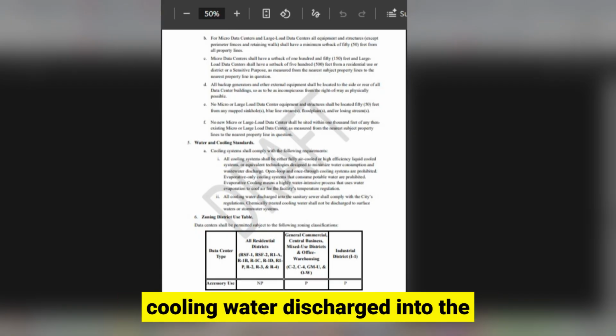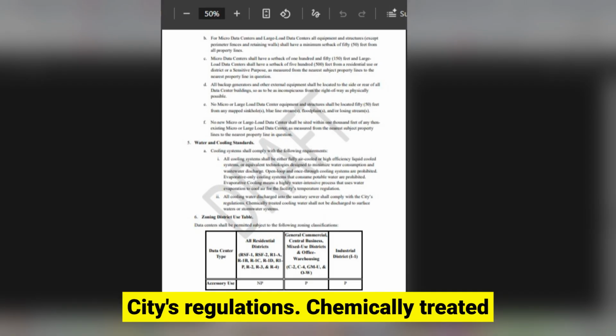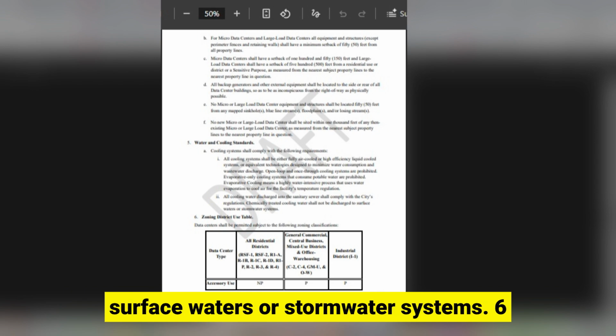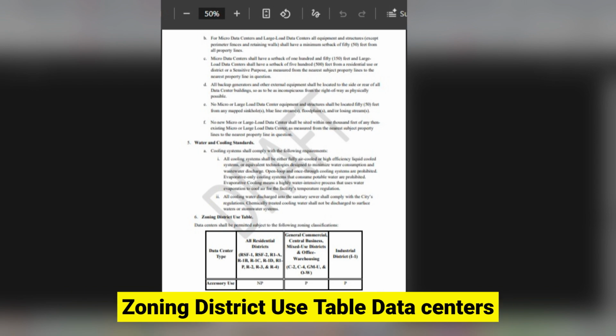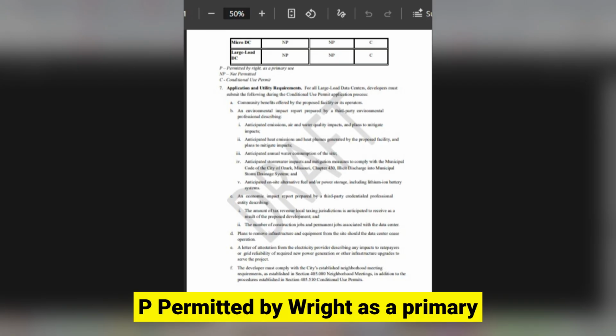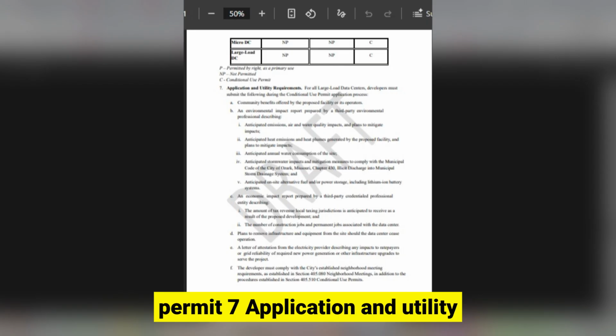2. All cooling water discharged into the sanitary sewer shall comply with the city's regulations. Chemically treated cooling water shall not be discharged to surface waters or stormwater systems. 6. Zoning district use table. Data centers shall be permitted subject to the following zoning classifications. P: Permitted by right as a primary use. NP: Not permitted. C: Conditional use permit.